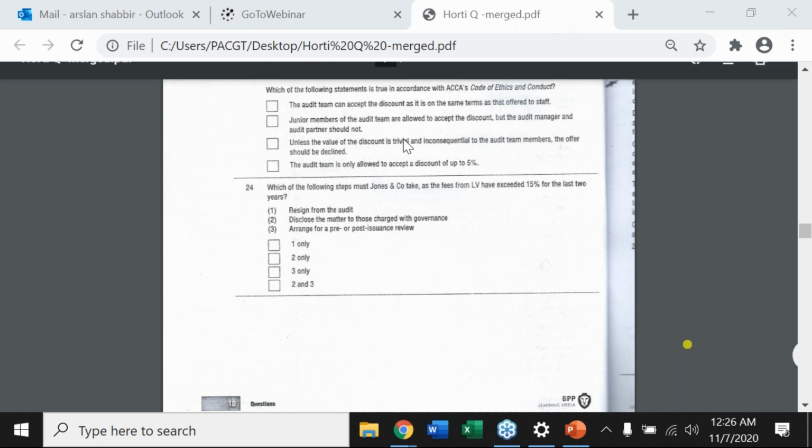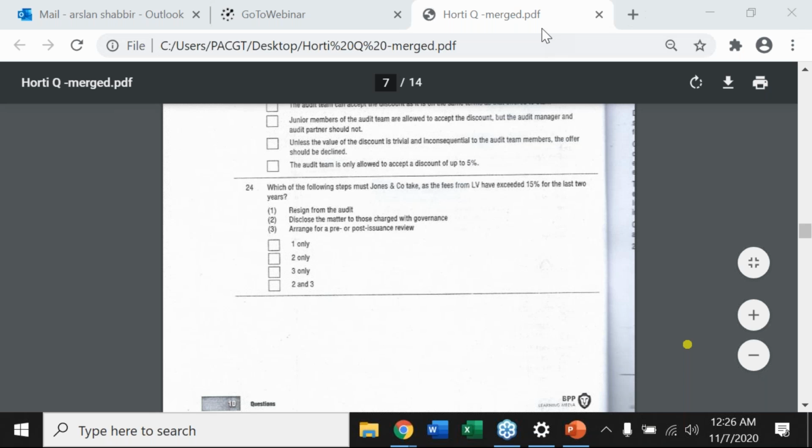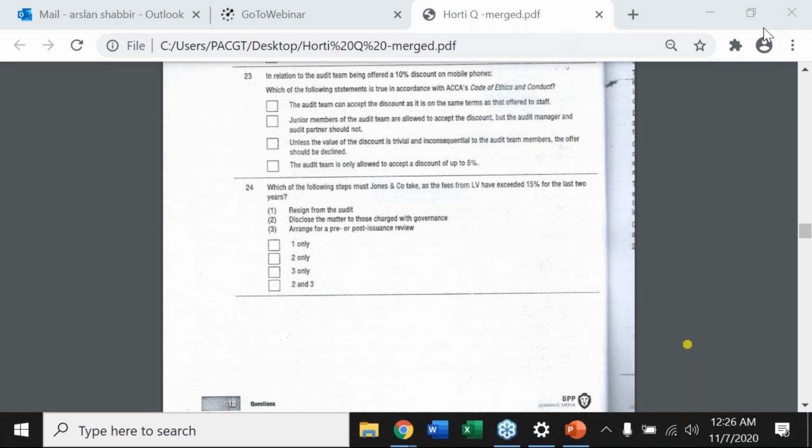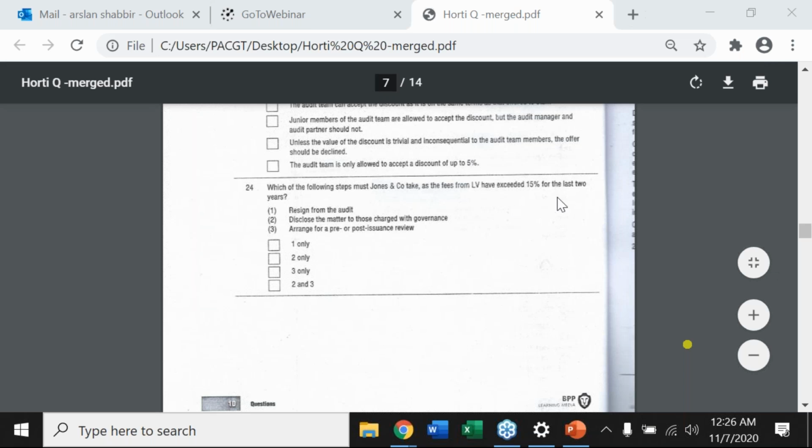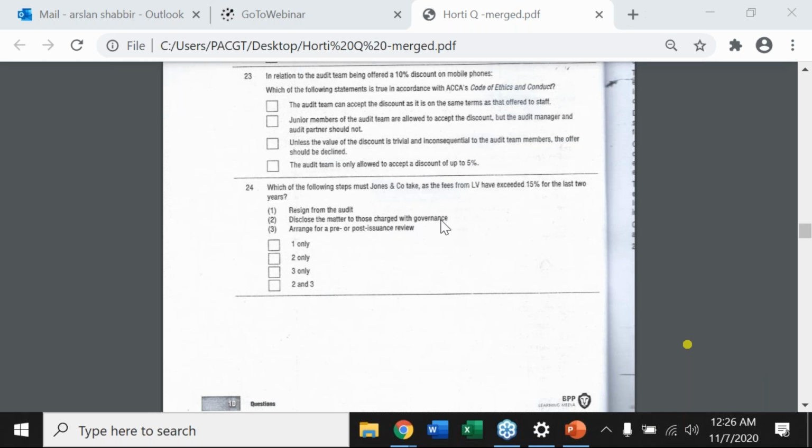Which of the following steps must Jones and Co. take as the fees from LV have exceeded 15% for the last 2 years? Resign from the audit, or disclose the matter to those charged with governance. So what do you say? Which option is right? You people should know. We have discussed this before.